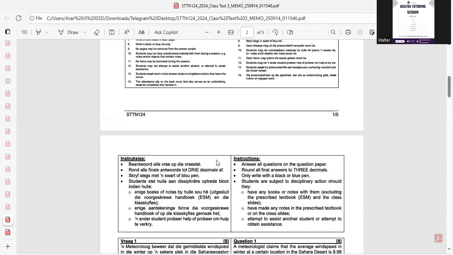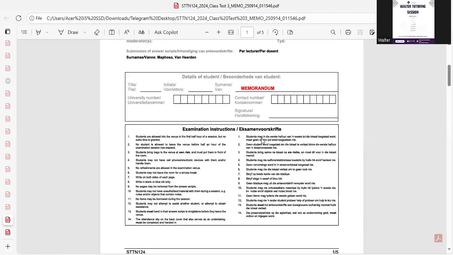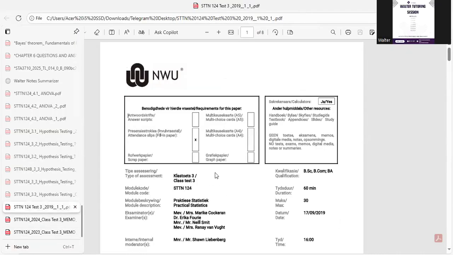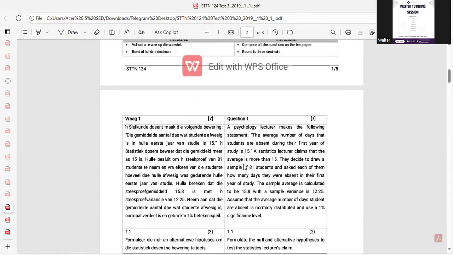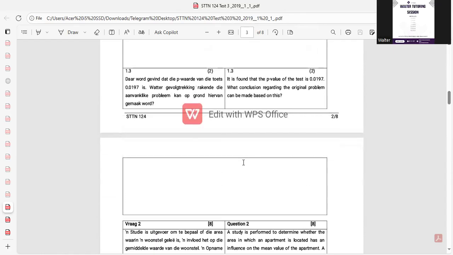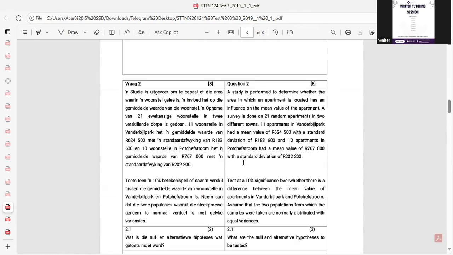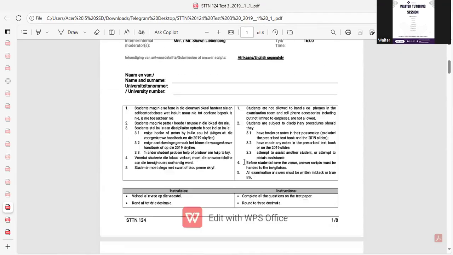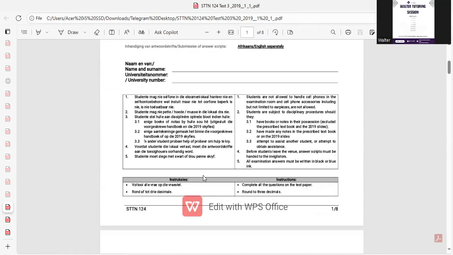But it's very important to understand how they got those answers. And then I also have 2019, which is only the question paper. After explaining chapter 3, I will start with 2024, as this question paper was the semester test 3, 2024. And after 2024, I'll also do the 2023 question paper.